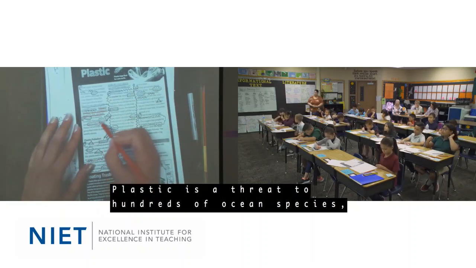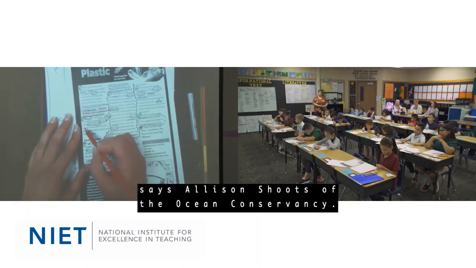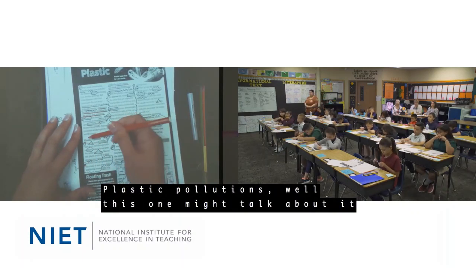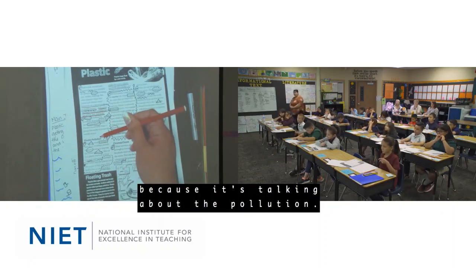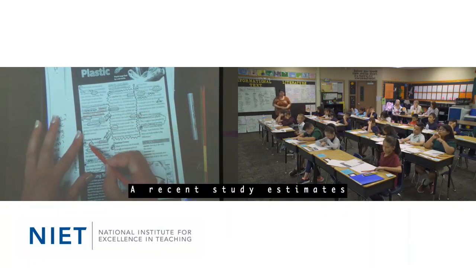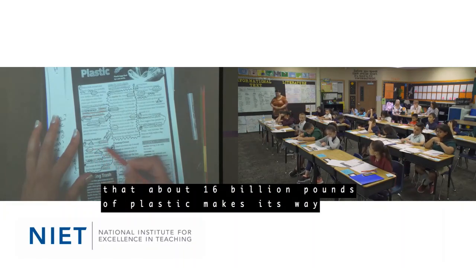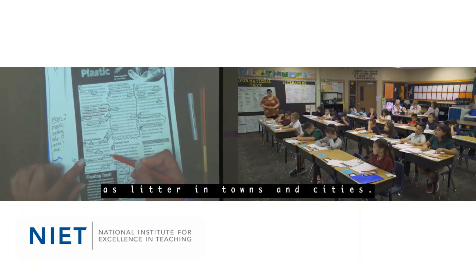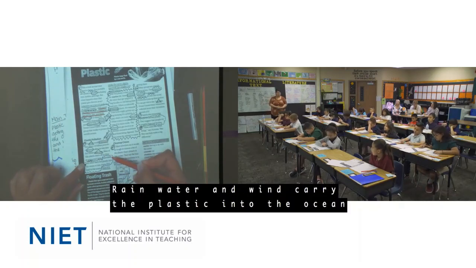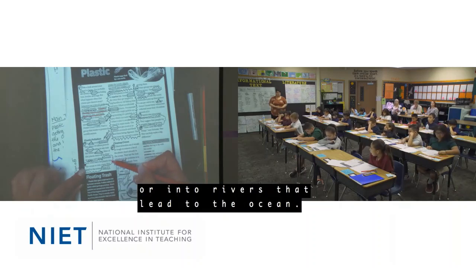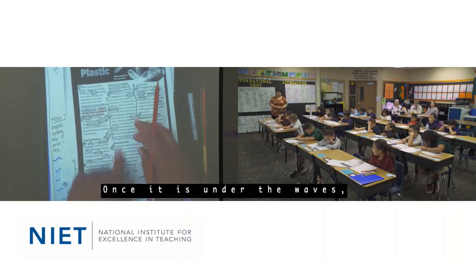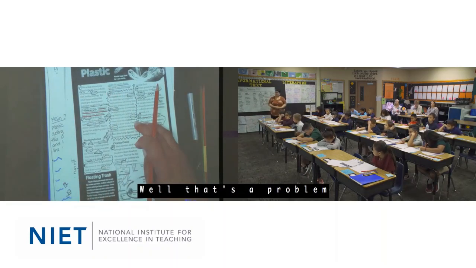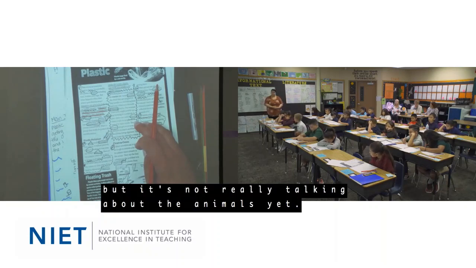Plastic is a threat to hundreds of ocean species, says Allison Schutz of the Ocean Conservancy. That's a group that works to protect the world's oceans. Plastic pollution. Well, this one might talk about it because it's talking about the pollution. A recent study estimates that about 16 billion pounds of plastic makes its way into the ocean every year. Most of the plastic starts off as litter in towns and cities. Rainwater and wind carry the plastic into the ocean or into rivers that lead to the ocean. Once it is under the waves, plastic can break into smaller and smaller pieces. Well, that's a problem, but it's not really talking about the animals yet.